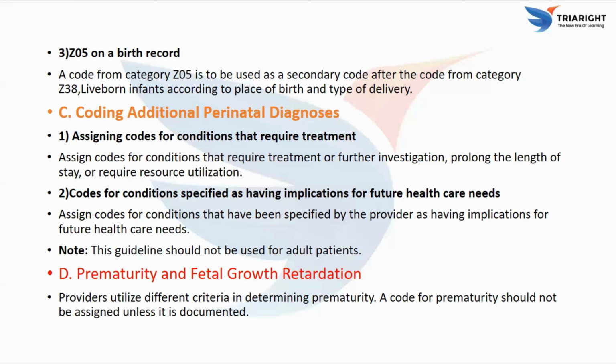Did you get it right? Why? Because different providers use different criteria. Some may consider less than 37 weeks as premature. Others may document based upon the weight or clinical condition. So the coder must never assume unless and until it is provided in the document.